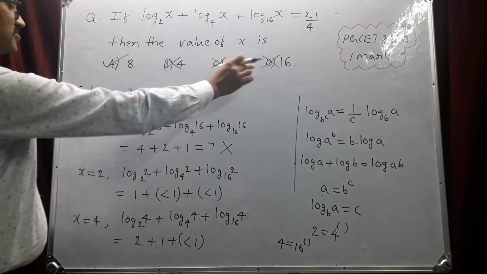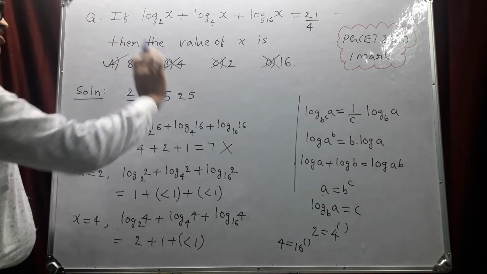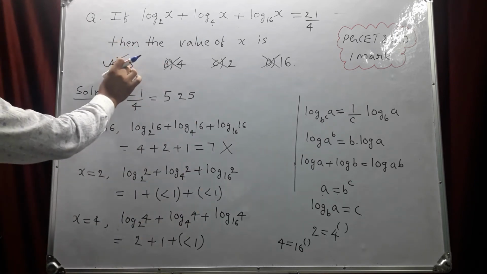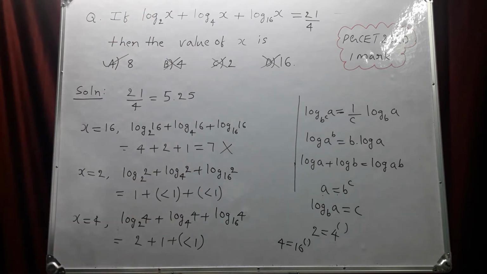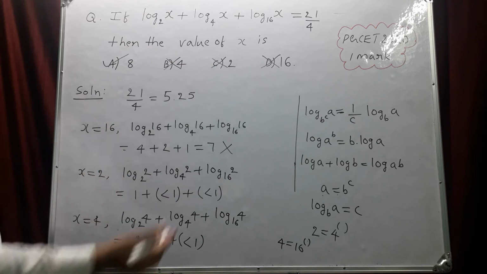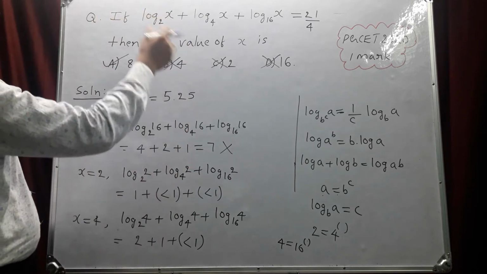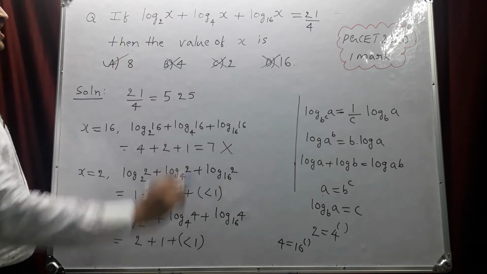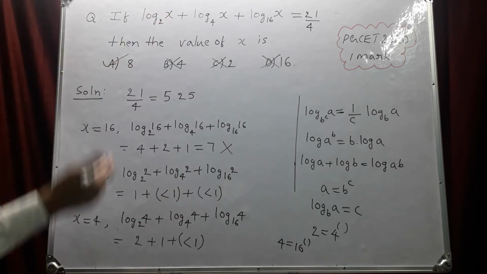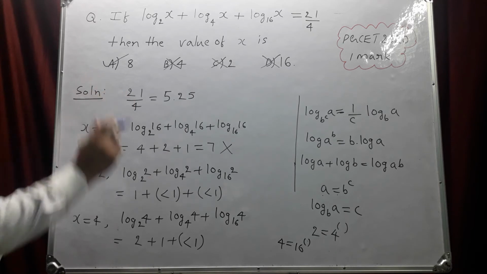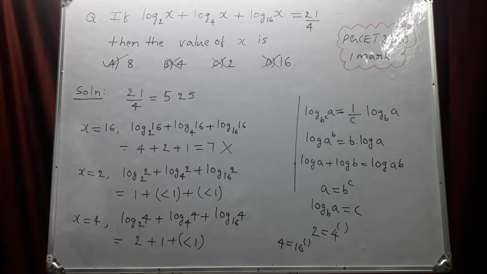If these options are incorrect, one option should be correct. So we can take 8 as the answer. This is the other method. For these types of problems, you can take the values, eliminate the incorrect options if possible, and choose the right option.